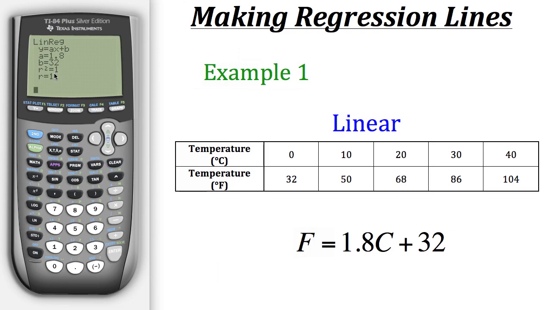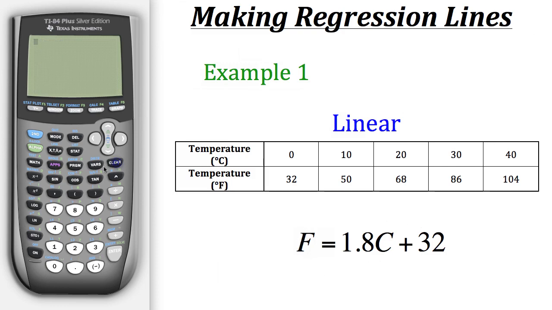So 0 would be completely not accurate, while 1 would be a perfect accuracy. So the closer this value is to 1, the more accurate your regression line is going to be. So in our case, the coefficient of determination is 1, which indicates that our model is 100% accurate.